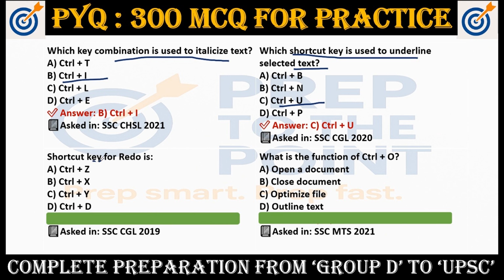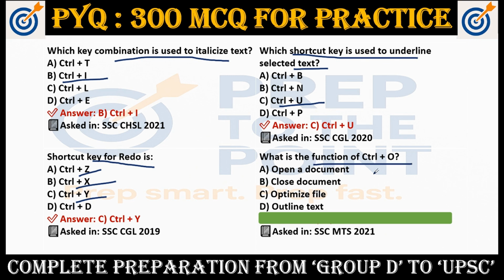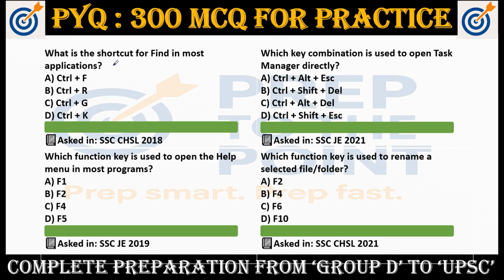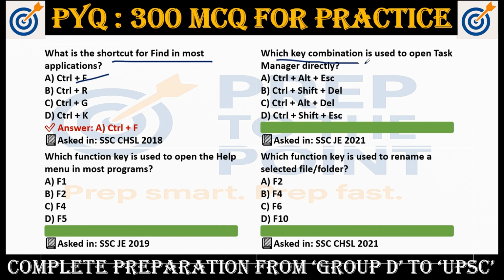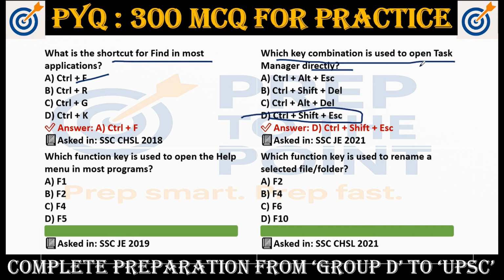Shortcut key for redo. Redo is Control Y. Control Z is undo. Control X cut. What is the function of Control O? Open a document. What is the shortcut to find in most applications? Control F for find. Which key combination is used to open Task Manager directly? Control Shift Escape.